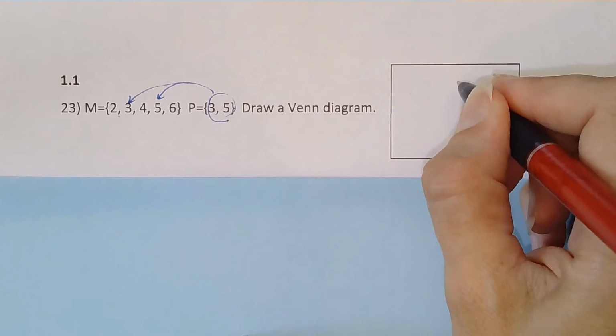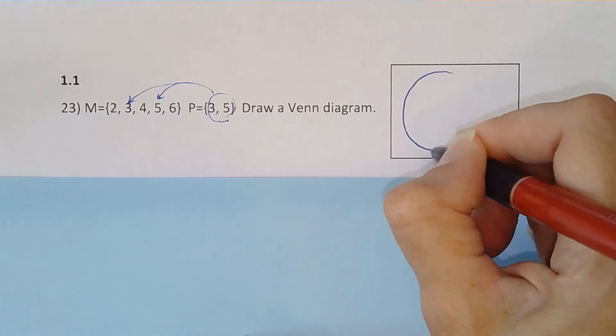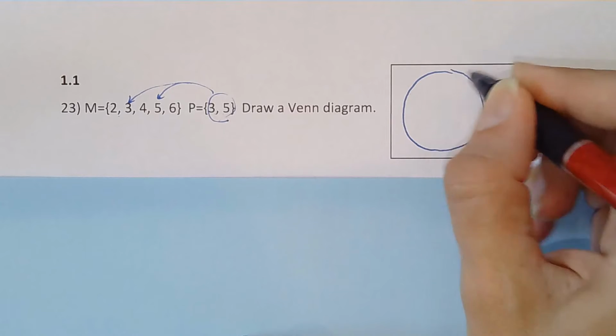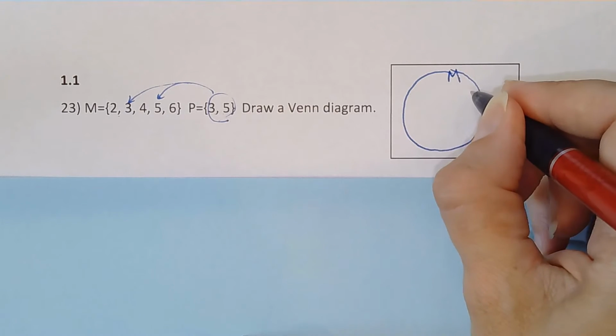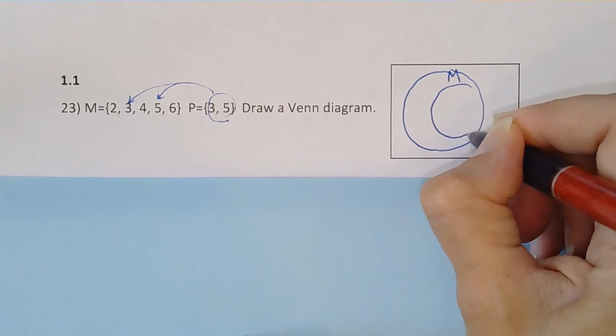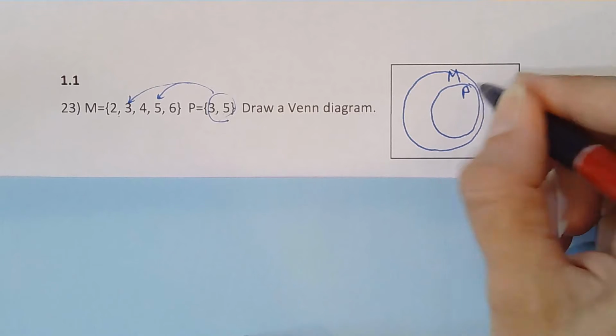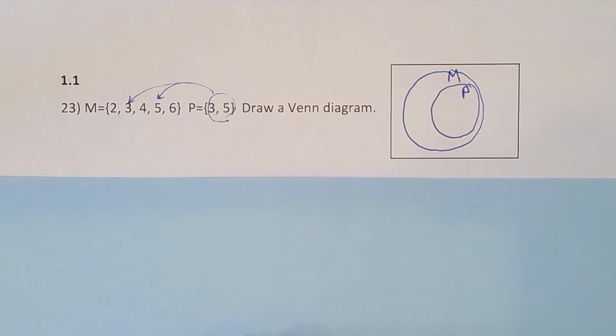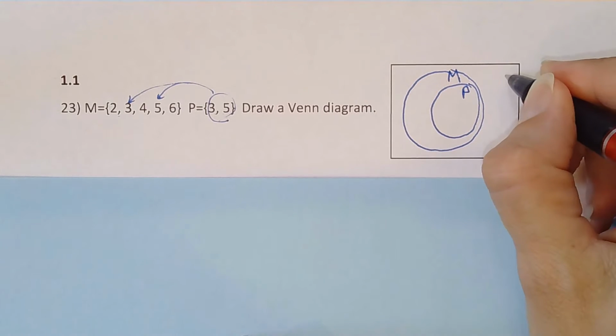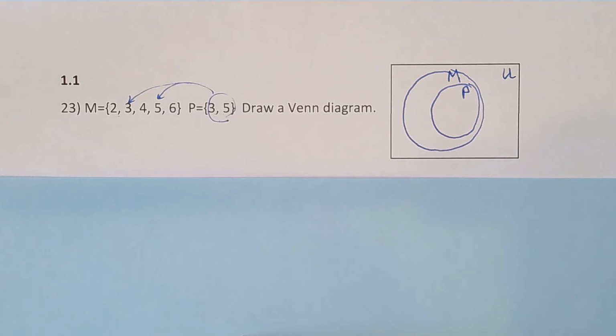To draw this, we would draw our larger set, and this would be our set M, and we would draw our smaller set inside of it. It's not really important where inside of M you draw it, just somewhere completely inside of it, because everything that exists in P is also inside of M. And here's our U for universal.